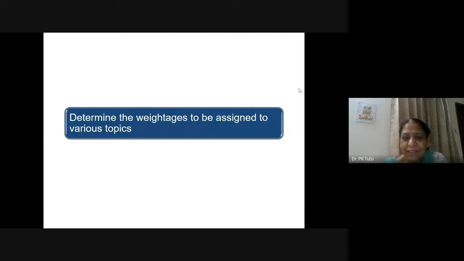And then the next is to determine the weightages to be assigned to various topics. At present, what do we do? Simply, we give equal weightage, or we give too much weightage to one topic and lesser weightage to another topic. What should be the basis for assigning weightages to the various topics?